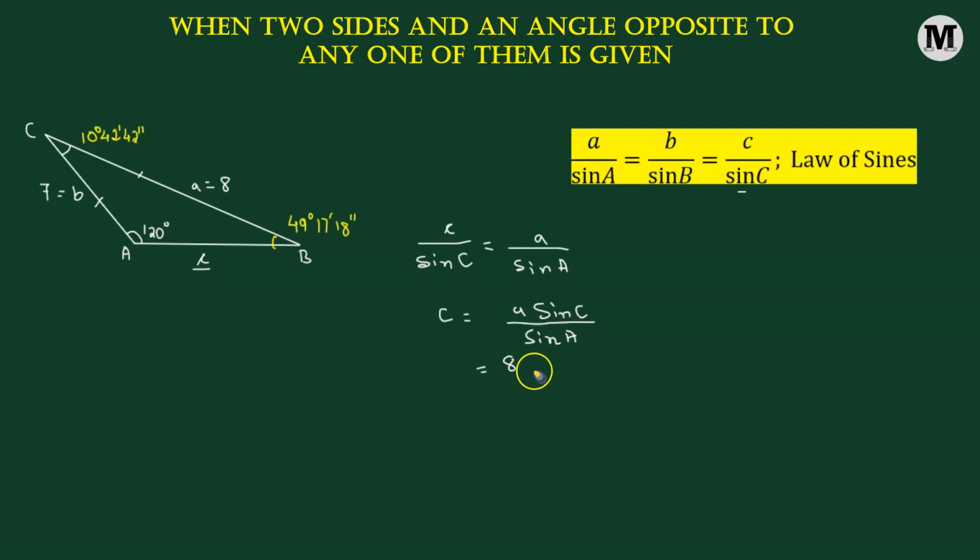What is A here? A here is 8 units, and that's going to get multiplied by sine of the angle C. Angle C is 10 degrees, 42 minutes and 42 seconds, whole divided by sine of angle A. Angle A is 120 degrees. Let's plug this into a calculator and we should get approximately 1.72. So that is going to be the measure of the side C.